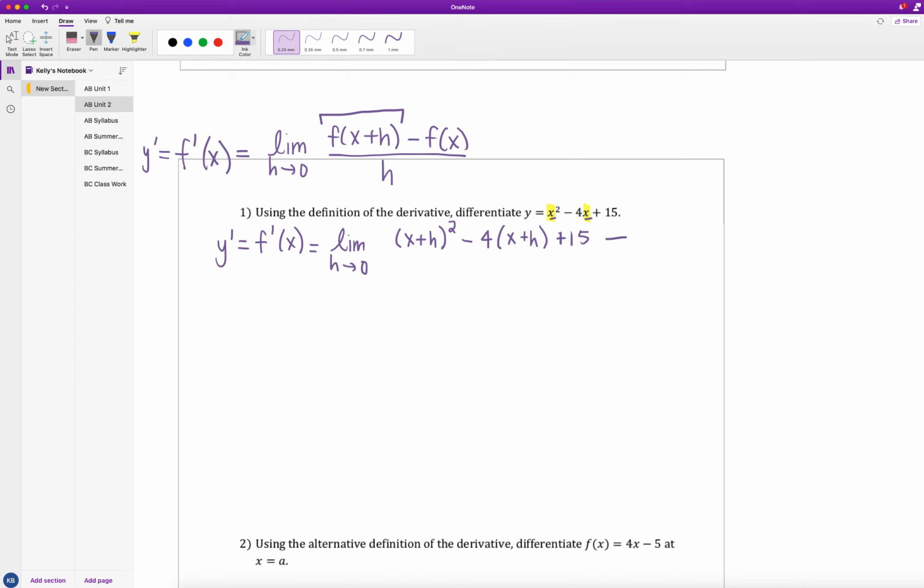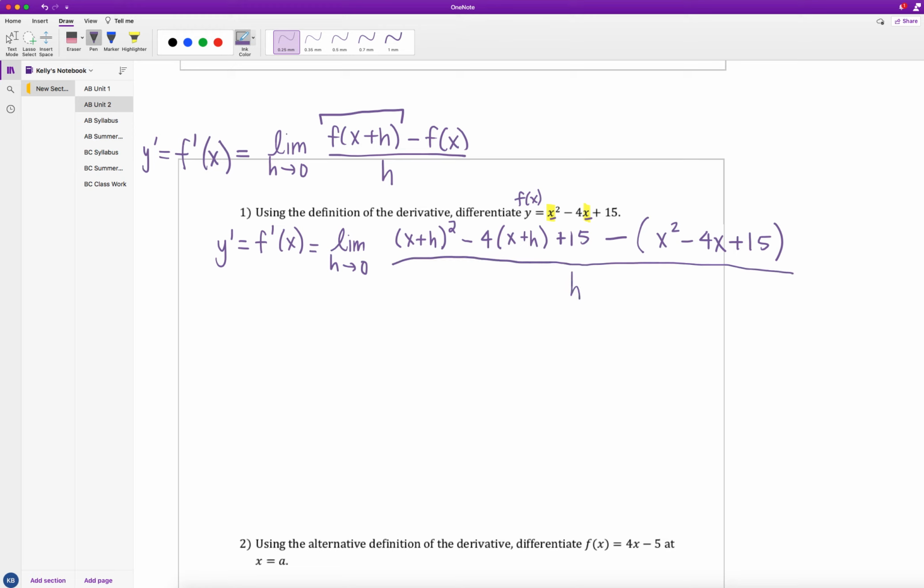Now I have to subtract off the entire original function, which is f of x. And again, y and f of x are interchangeable. Now I'm going to sub in this quadratic exactly as it is, but I do want to make sure I have parentheses around it because that negative sign would need to get distributed to all the terms here. So I'm going to have minus, in parentheses, the x squared minus 4x plus 15. Now, all of that right there is all over h.